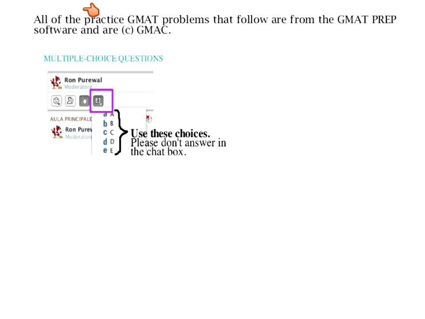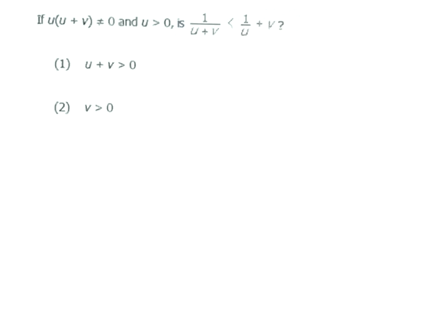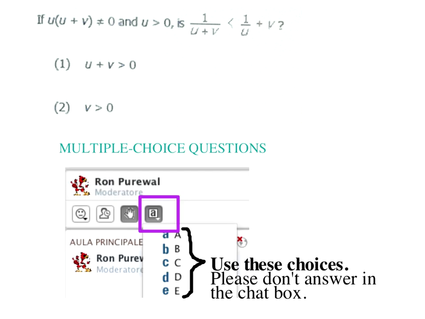Let's pick a problem for you to do. Go ahead and try this problem. I'll give you a timer here, say 2 minutes and change. Go for it. And remember where your multiple choice answers are found. They are found right there. That's where you find them.